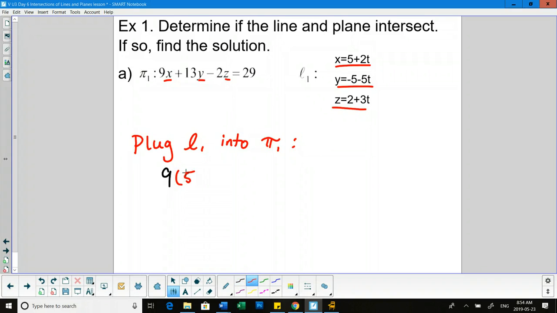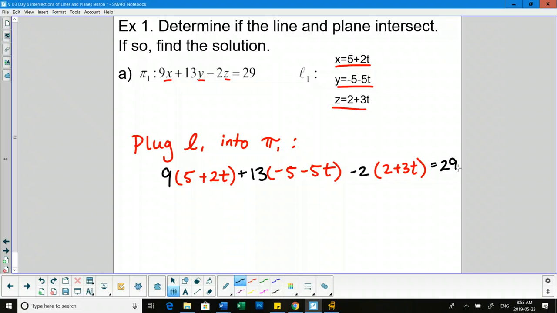Okay, so I'm going to take 5 plus 2t and plug it in for my x. And then I'll take the parametric equation for the y and plug it in. And for the z. Okay, so now we have 1 equation, and there's 1 unknown in that equation. Can we solve for the unknown? I think we can.